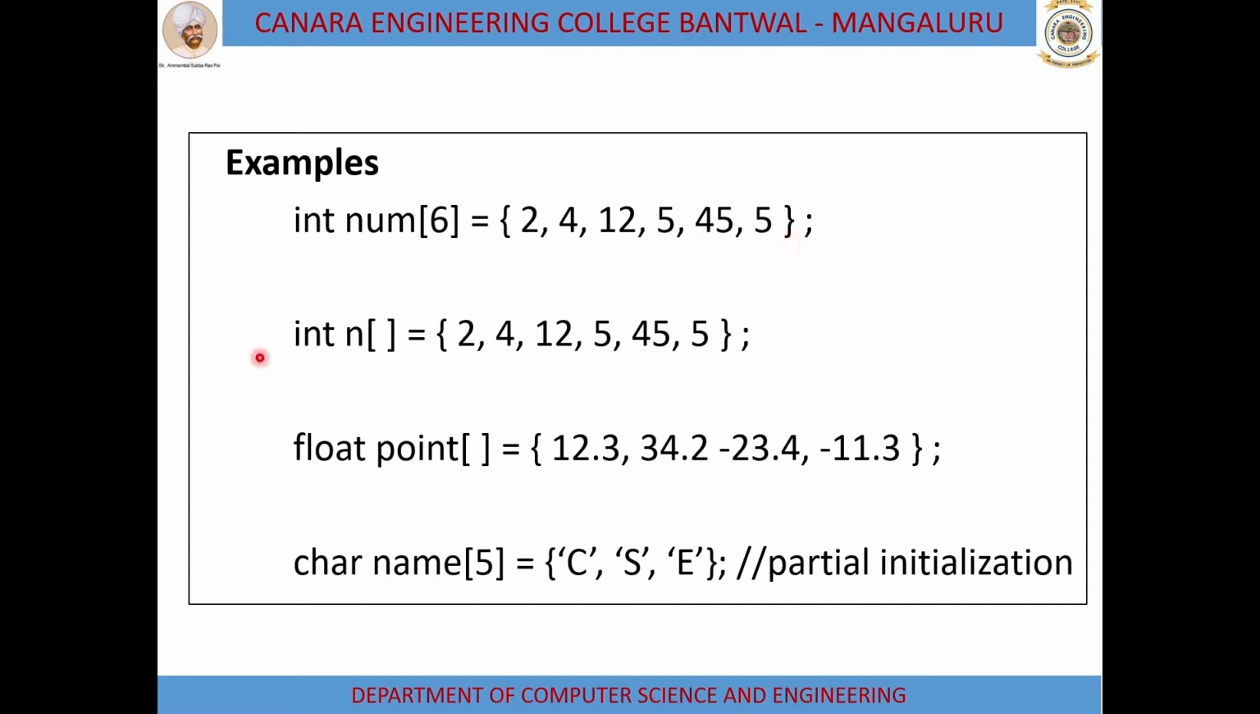Another way is int n[], another integer array I have declared. n is the name of the array. I have not specified the size. So here, whatever number of values I specify within the curly braces, that many values it can store. So here 2, 4, 12, 5, 45 and 5 I have given. So the total number of elements here is 6. So the size becomes 6.